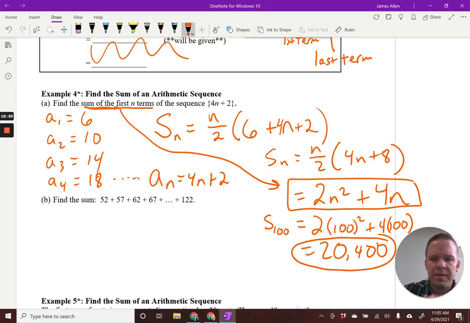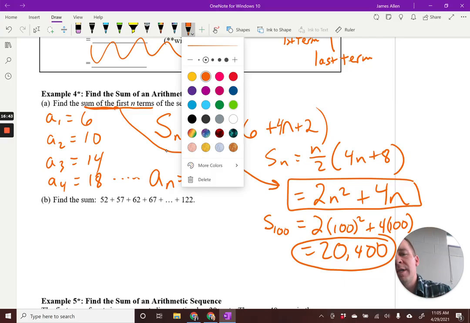This one looks interesting. Find the sum of that. Now, I don't know how many terms we have. Got that dot, dot, dot, right? I don't know how many terms there are. I do know what my first term and my last term are, though, right? That's cool. So what if we did this?